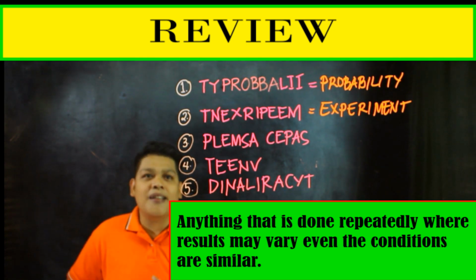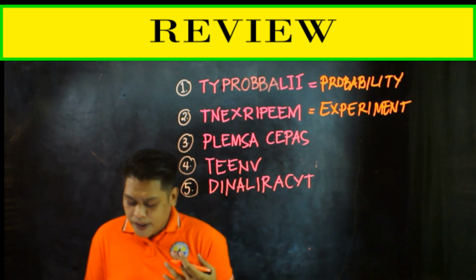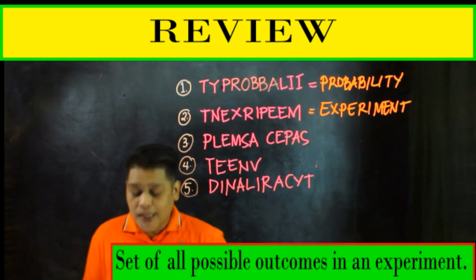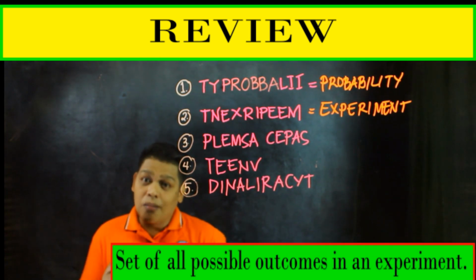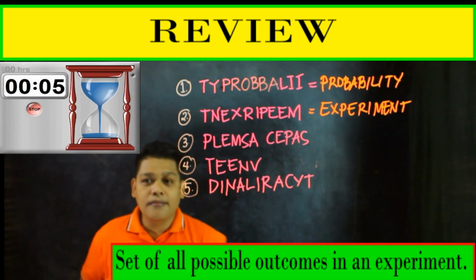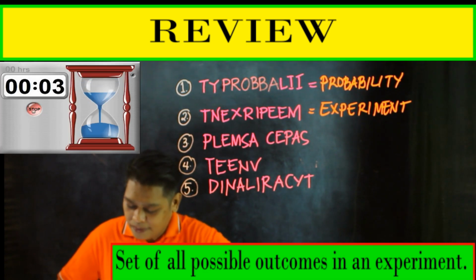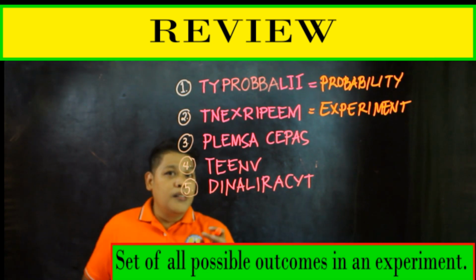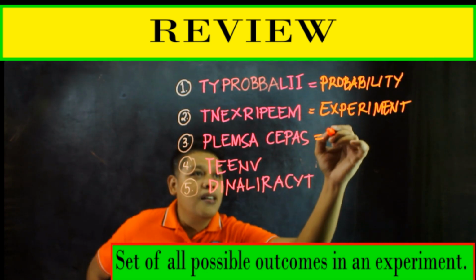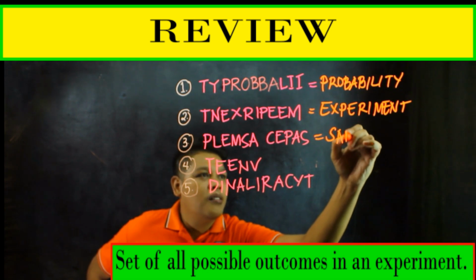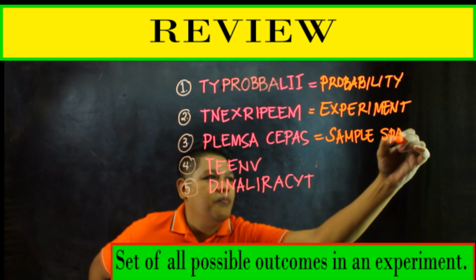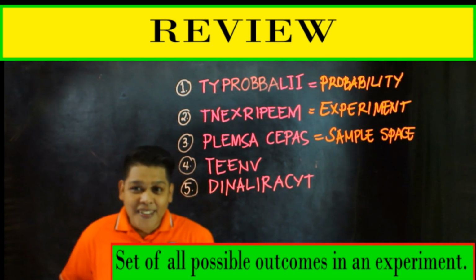And then number 3, the definition for number 3, this is the set of all possible outcomes in an experiment. So 5 seconds. So the answer will be sample space. Did you get it? Okay.